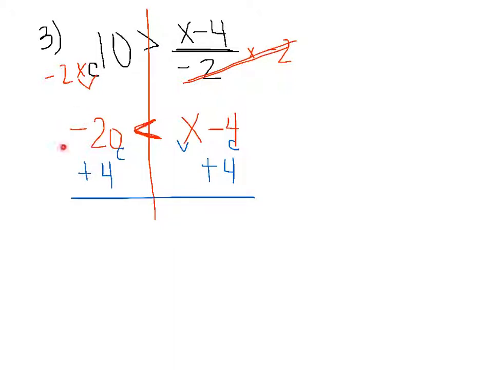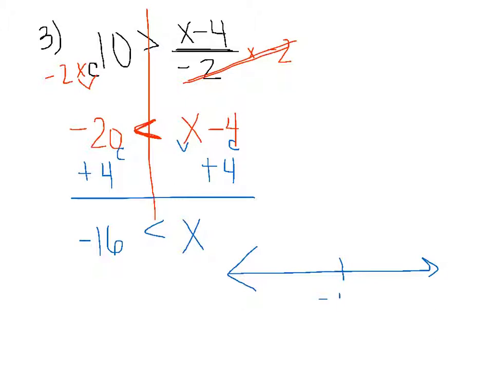And here I have different signs, a -20 and a +4, so I'm actually going to be subtracting. And when I do, I'll get -16 is less than x. So now I'm going to go ahead and draw my arrow. I'm going to put -16.